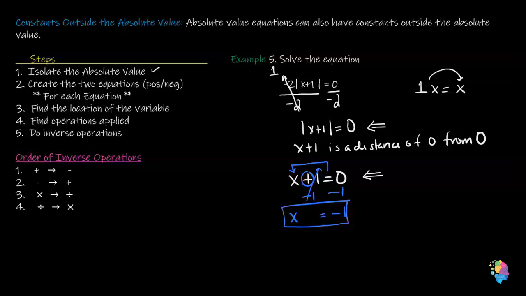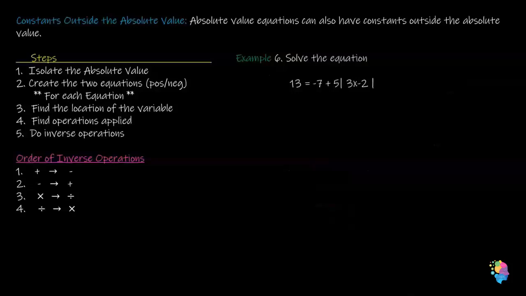Let's try another example here. Let's continue with example 6. This time, my absolute value is on the right side. And it's not alone. It has this multiplication by 5, and then it's adding a negative number. So this time around, there are two values that I have to remove before I can fully isolate the absolute value. Now you have to be careful here.